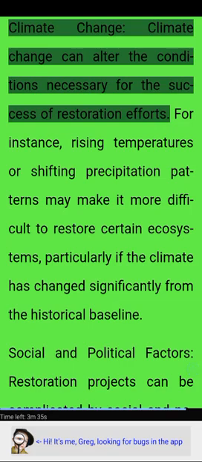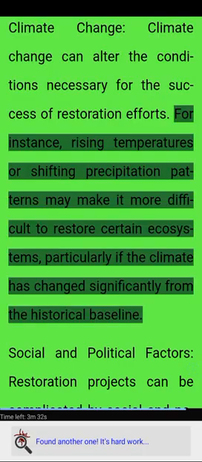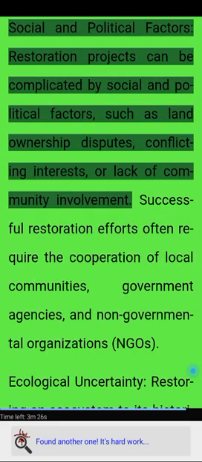Climate change. Climate change can alter the conditions necessary for the success of restoration efforts. For instance, rising temperatures or shifting precipitation patterns may make it more difficult to restore certain ecosystems, particularly if the climate has changed significantly from the historical baseline.